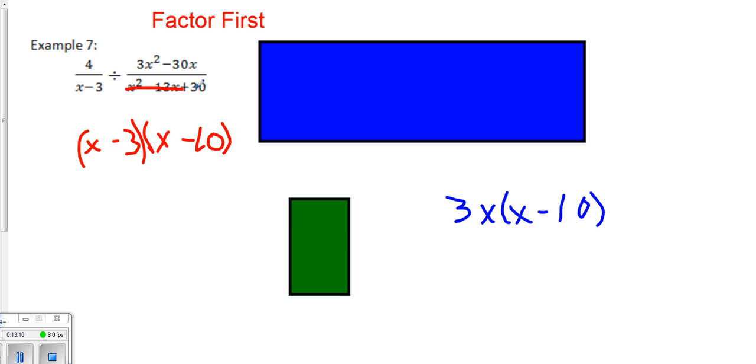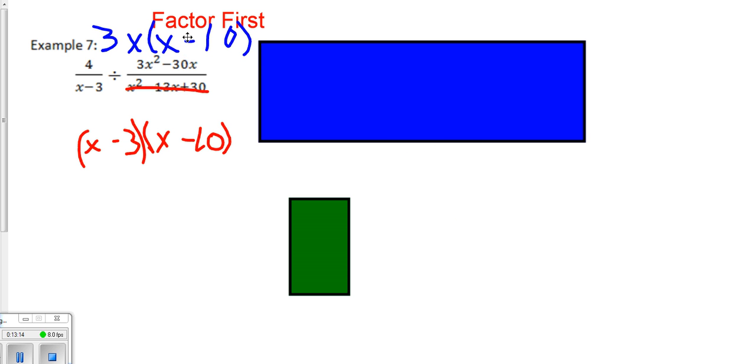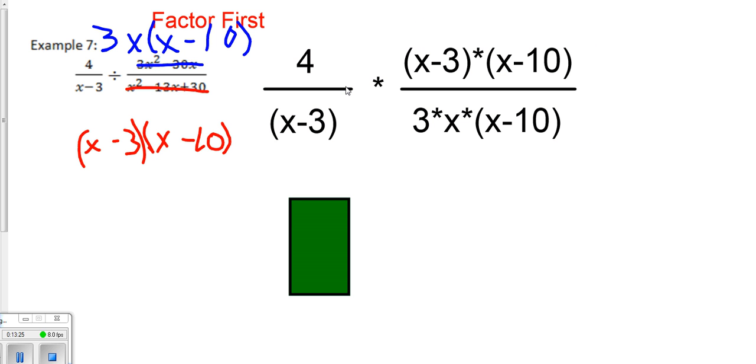So, this was on bottom. I'm going to take this and move this over here. This was on top. So, now that it's divided by, we need to remember to flip these as we make it multiplication. 4 over x minus 3 stays. This one now comes on top, 3 times x minus 10. This one now goes on top, x minus 3 and then x minus 10.